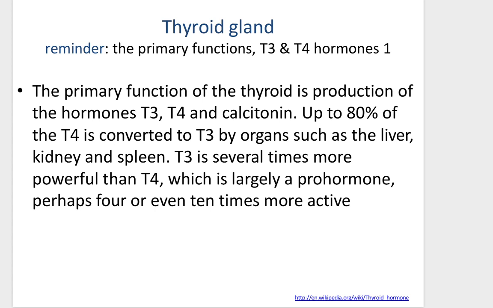Primary functions of the thyroid gland. The primary function of the thyroid is production of the hormones T3, T4 and calcitonin. Up to 80% of T4 is converted to T3 by organs such as liver, kidney and spleen. T3 is several times more powerful than T4, which is largely a prohormone, perhaps 4 or even 10 times more active. I hope you remember all these things from physiology, and let's remind it one more time.